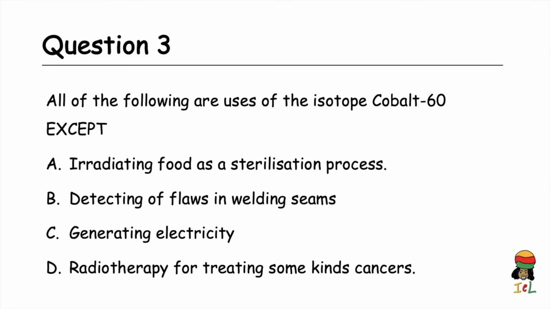Question 3. All of the following are uses of the isotope cobalt-60 except A, irradiating food as a sterilization process, B, detecting of flaws in welding seams, C, generating electricity, D, radiotherapy for treating some kinds of cancers. The answer is C, generating electricity.